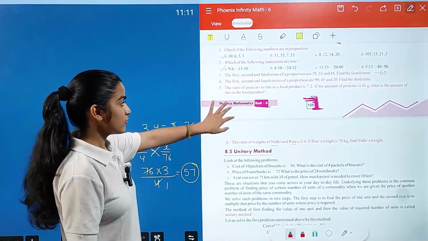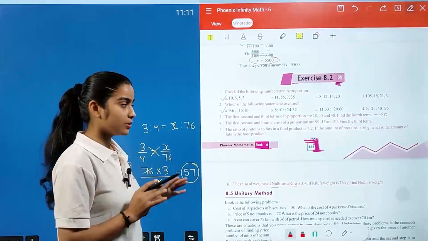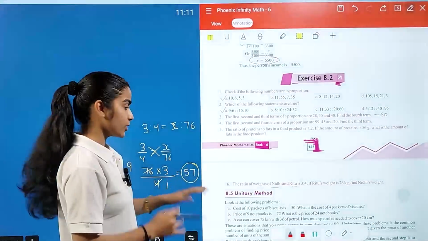Now you have to solve the rest of the questions left by me in exercise 18.2 as I did, similarly, and you will get your answer.